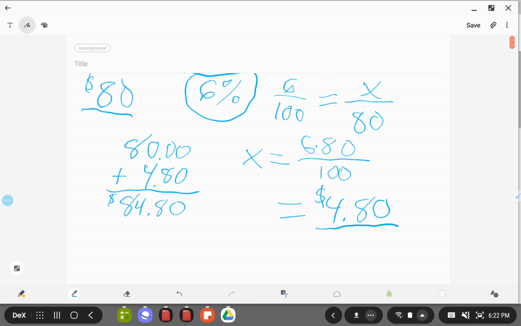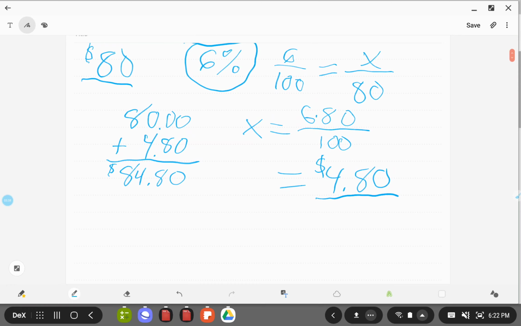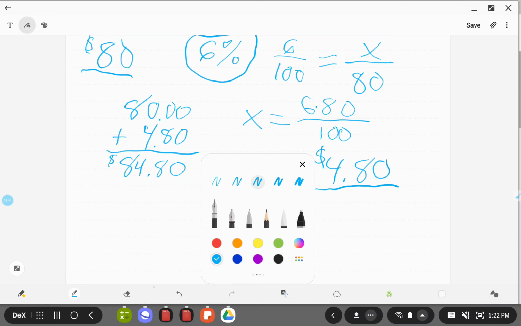All right, so solving it with proportions, I would do it that way. The other way that we did it in our class would be if I was to use the equation, right? So with the equation, I would want to know what 6% of 80 was. So let me change colors so we can keep these distinct. I'll use orange this time.